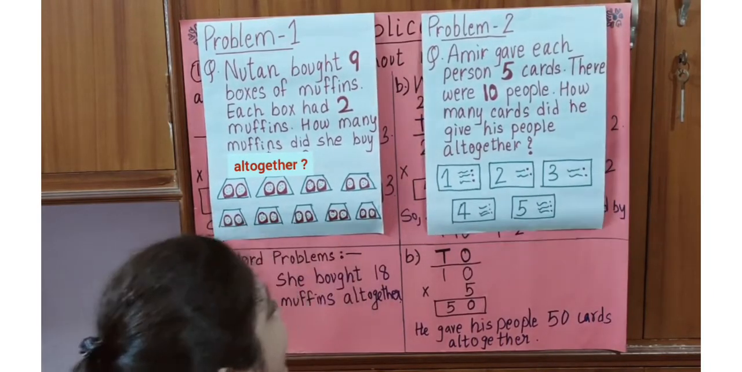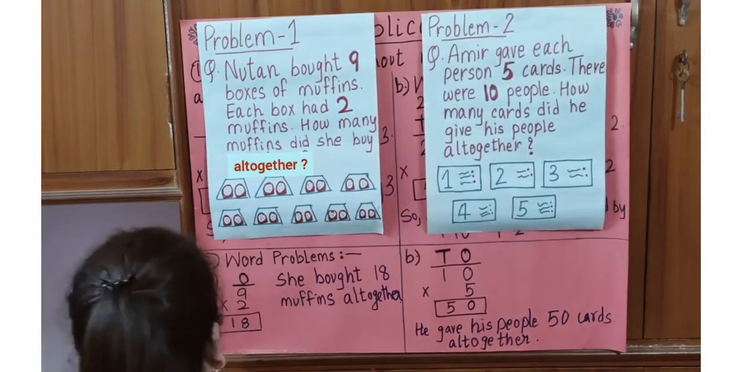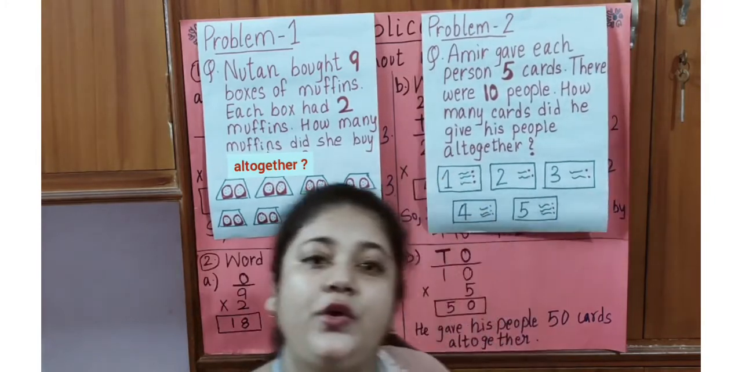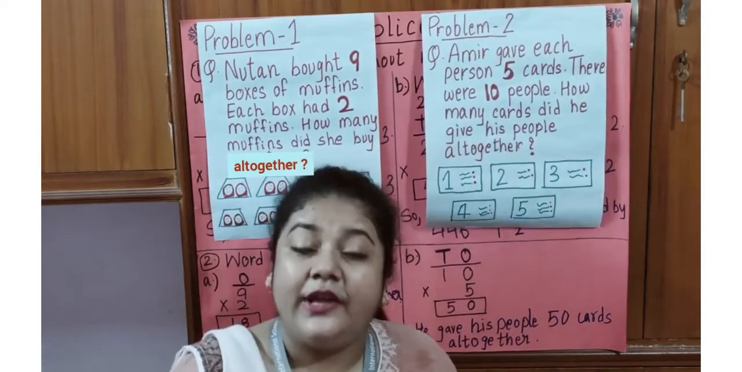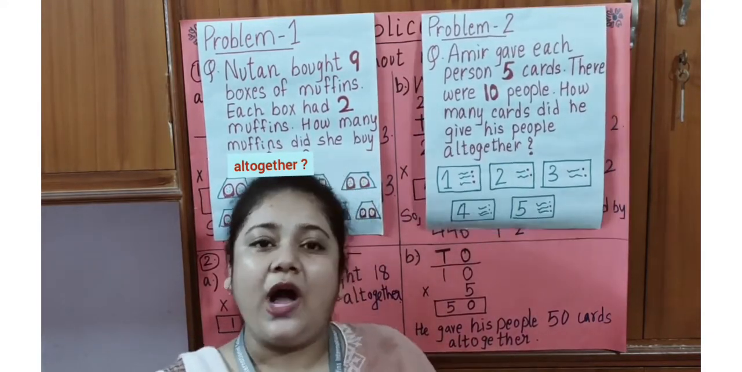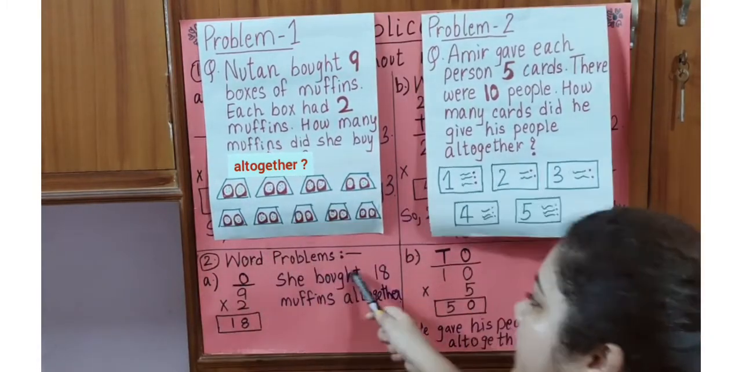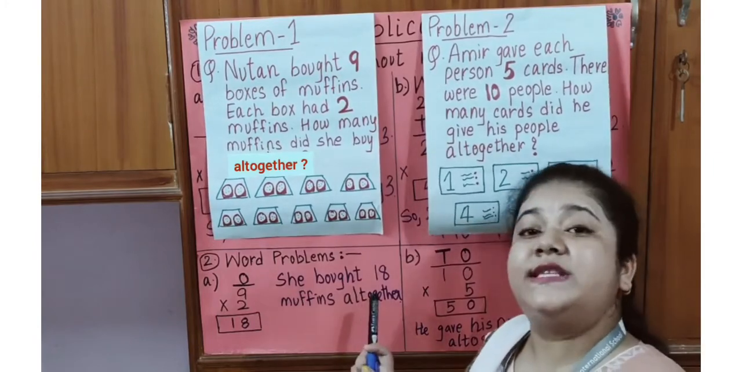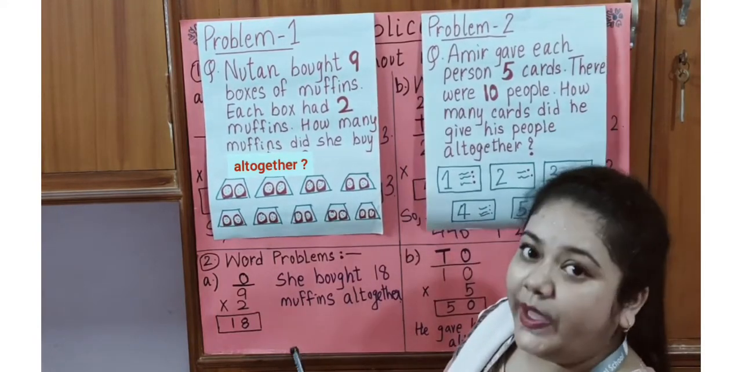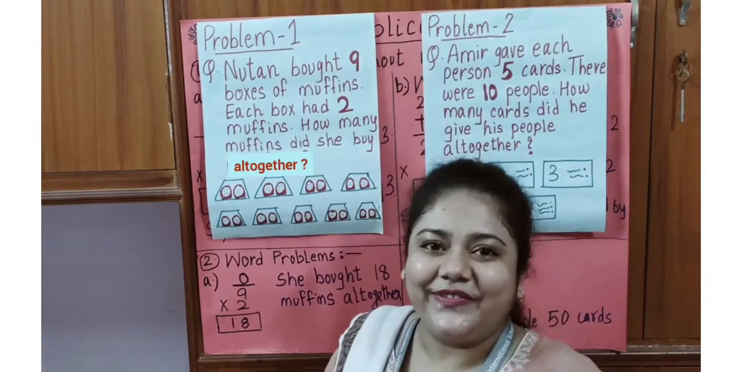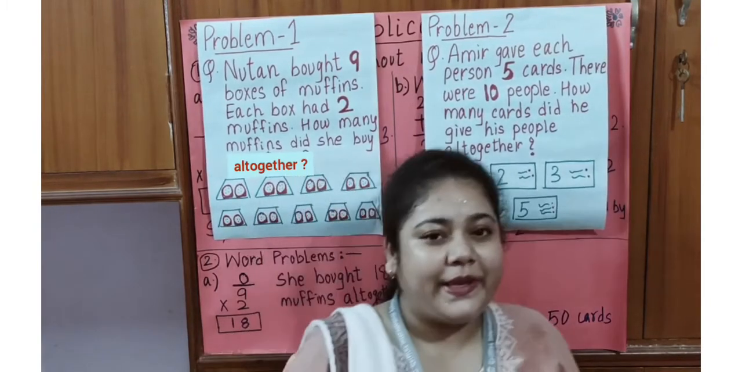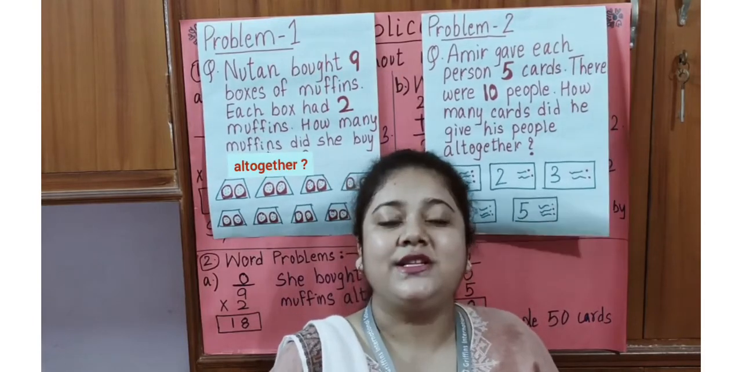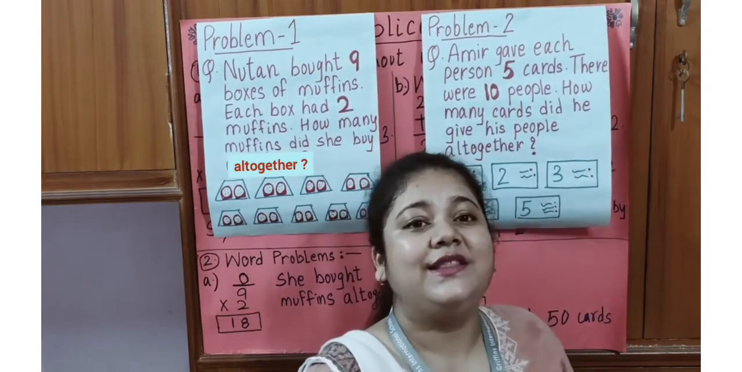Right children? I hope you have understood this topic. You have understood how you will multiply without regrouping, and how you are going to solve word problems. With the sum, you have to write the answer in a sentence as well. It is required. I hope this particular topic is clear to all of you. If you still have any doubt, please do not forget to clarify in the class.